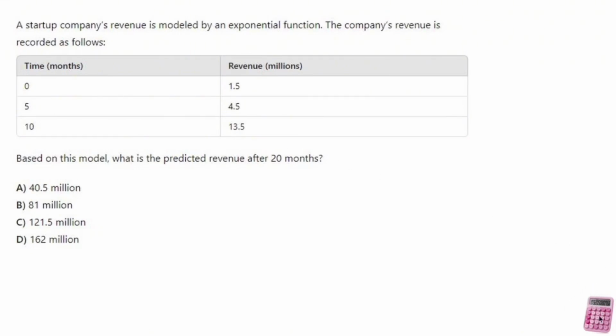We have a calculator problem. And since it's an exponential function, what we're going to do is use what's called exponential regression, or what appears in your TI-84 Plus as ExpReg.